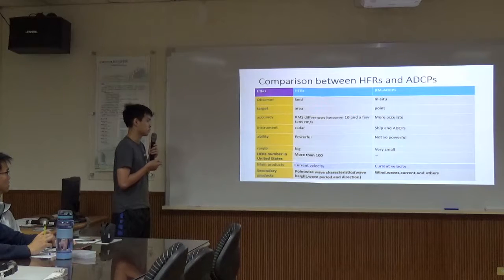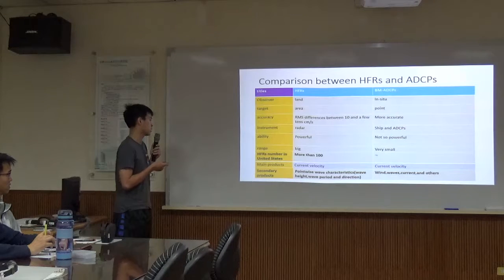And the accuracy. HFRs have more error than ADCPs because ADCPs are in situ. The instrument is radar for HFRs, and ship and mooring for ADCPs. As for ability, I think HFRs are more powerful because the range is bigger, and ADCPs are not so powerful because they are one point and the range is very small. And I think we will consider it in military defense.